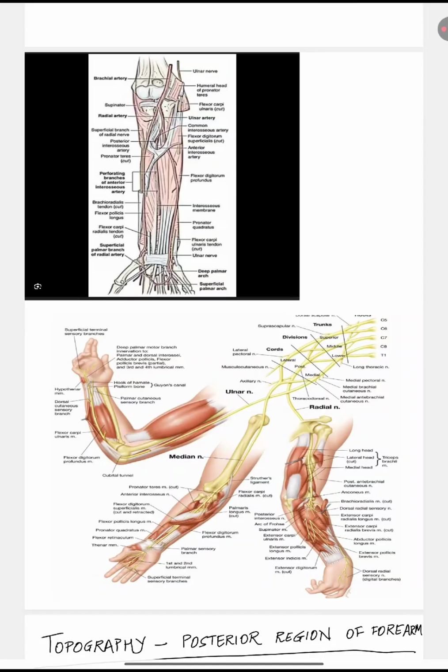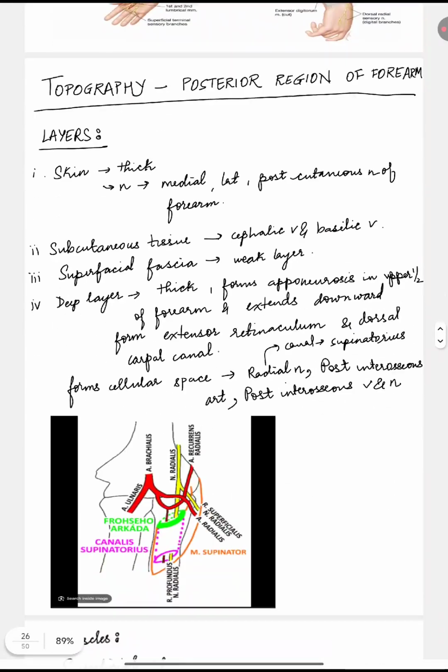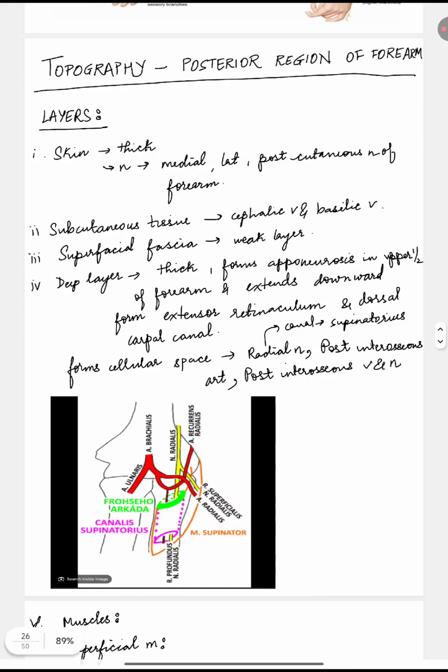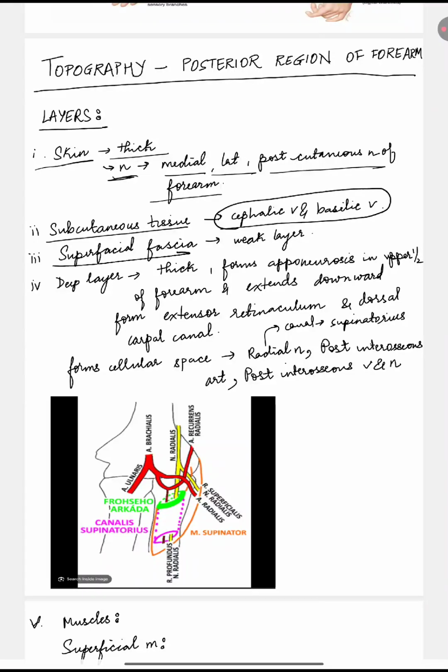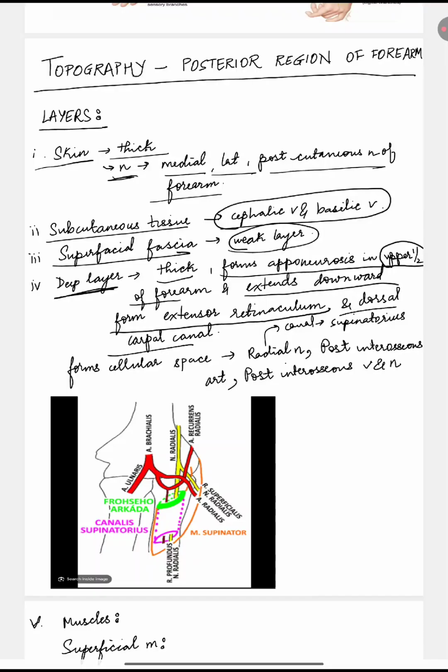Okay. Now we move on to the posterior region of the forearm. In the posterior region of the forearm, the layers are: skin, which is thick. Nerves are the median, lateral, and posterior cutaneous nerve of the forearm. In the subcutaneous tissue, cephalic and basilic veins are there. Superficial fascia is a weak layer. The deep layer is thick, forms an aponeurosis in the upper half of the forearm and extends downwards to form the extensor retinaculum and dorsal carpal tunnel. Now it forms a compartment for the radial nerve, posterior interosseous artery, and posterior interosseous vein and nerve.